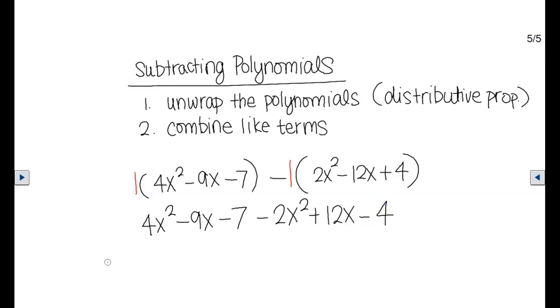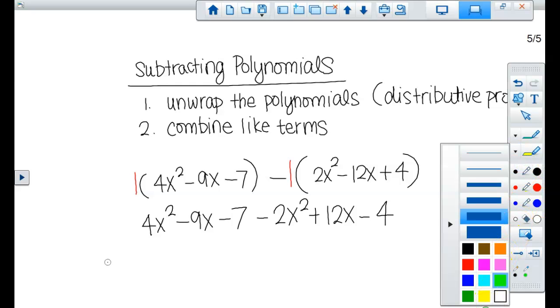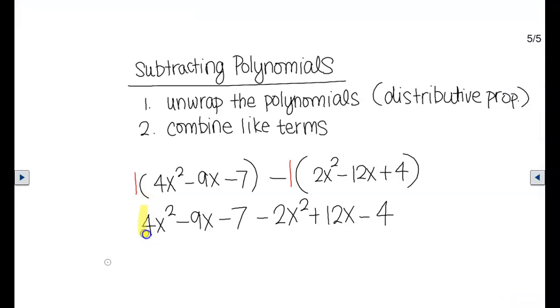So on subtraction problems, when you distribute this negative 1 on the second set of parentheses, notice that what will happen is that every single sign in that second set of parentheses will change. We went from positive 2x squared to negative 2x squared, from negative 12x to positive 12x, and from positive 4 to negative 4. So on the subtracting problems, it's a little more crucial that you do that unwrapping. All right, the like terms part is the same.